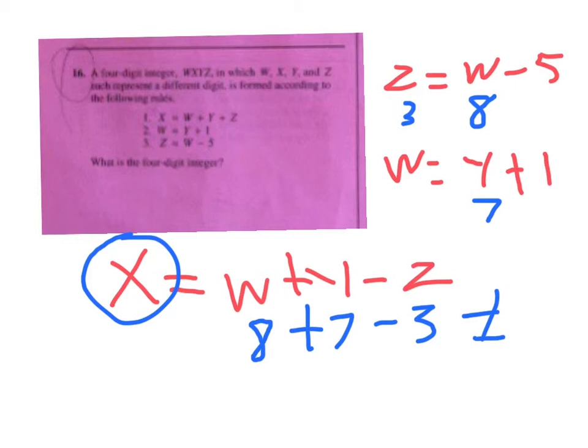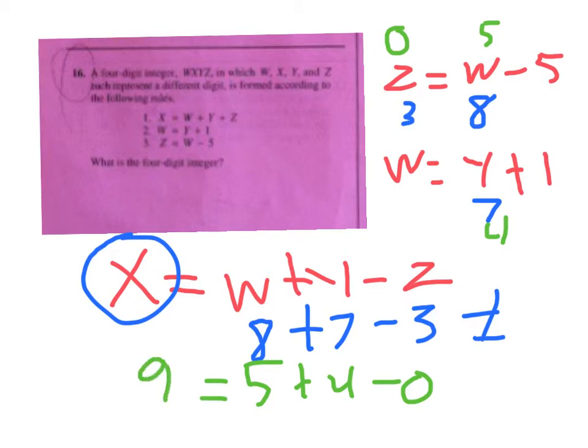So what actually works, I'm going to do this in green. Make W 5. 5 minus 5 is 0, so Z is 0. And then Y will be 5 minus 1, or 4. This happens to work because 5 for W plus 4 for Y is 9. 9 minus 0, the whole thing would equal 9. And then everything works. So W would be 5, X is 9, Y is 4, and Z is 0.